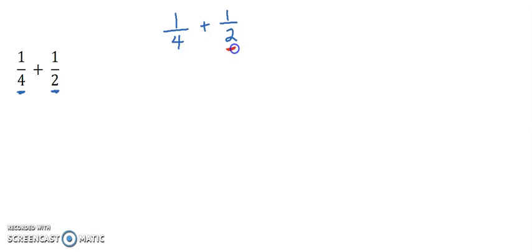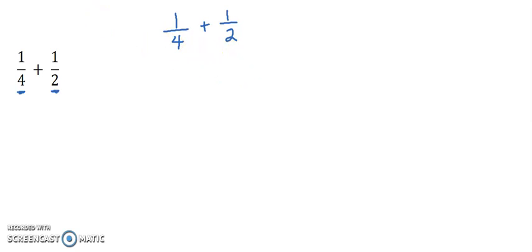Let us look at what we can do. We can change this fraction, a half, into an equivalent fraction that has a 4 as a denominator. Once we have changed this half into an equivalent fraction with a 4 as a denominator, it will be the same as this quarter, and then we would be able to simply add. All right, let me erase this so we can fix it up nice and neat.